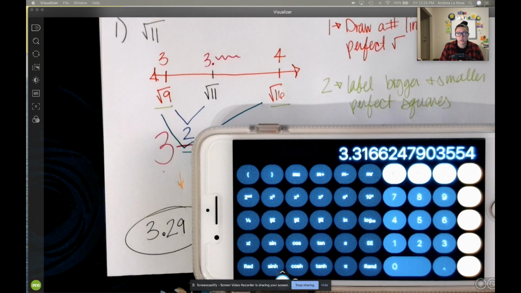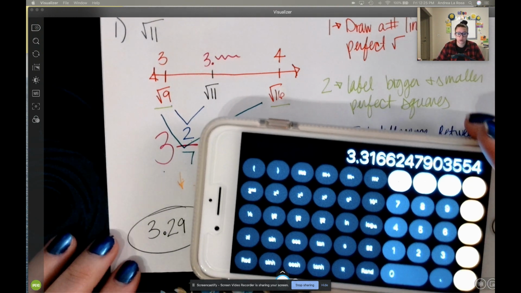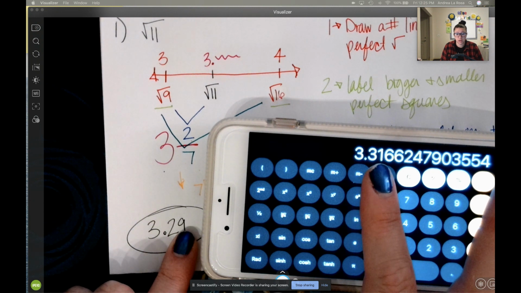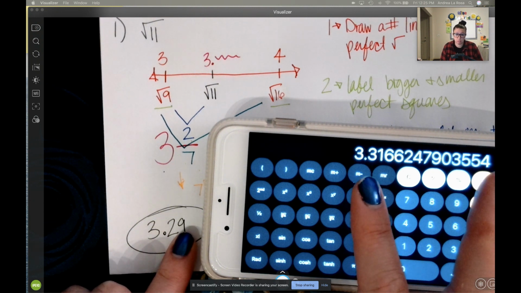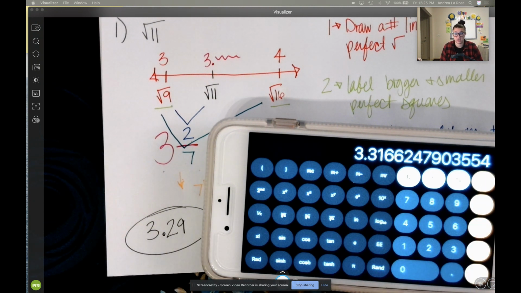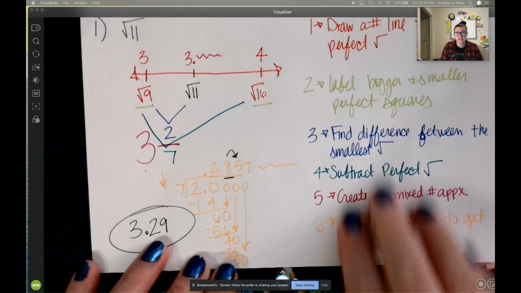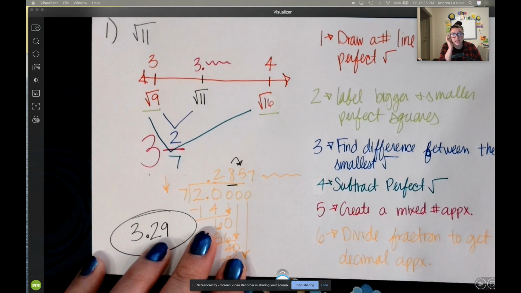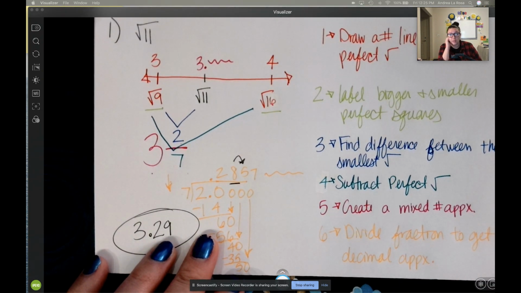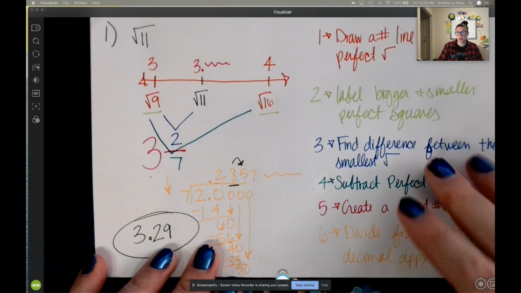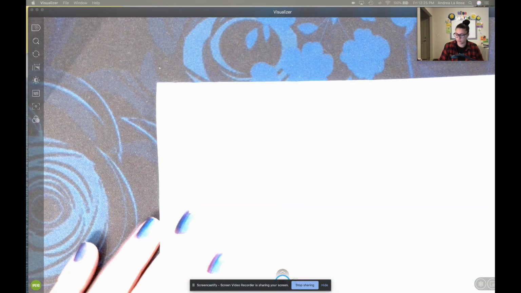This one gets 3.3166247903554. So 3.29, 3.31, 3.32. It's just 3 hundredths off. So that is a very close approximation. Use the steps that are in your notebook to kind of help you guys out. I'm going to do one more real quick, and then I'm going to have you try the bottom 2 problems on your own.